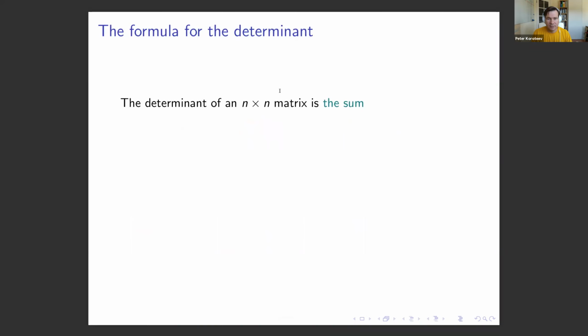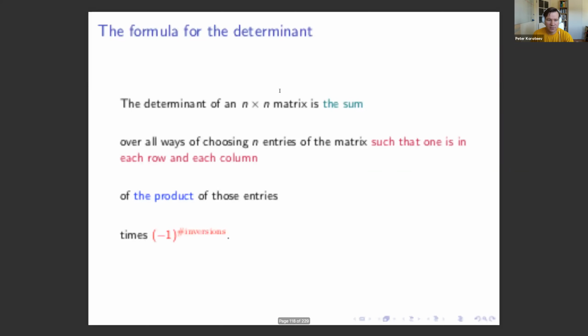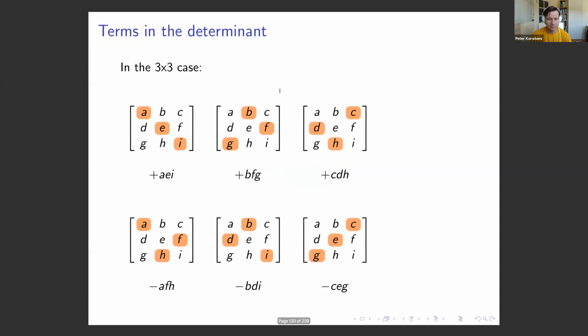So let's write the formula. The determinant is the sum over all ways of choosing n entries of the matrix, such that there is one in each row and each column, of the product of those entries times -1 to the power of the number of inversions. Or if you like, times the parity of inversions. If the number of inversions is even, the sign is plus. If the number of inversions is odd, it's minus. So in the 2x2 case, it works like this. In the 3x3 case, it works like that.